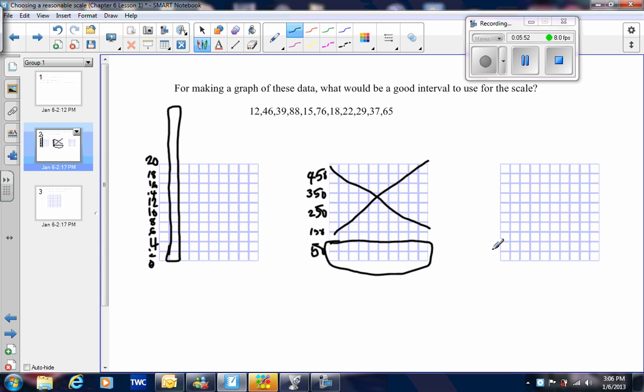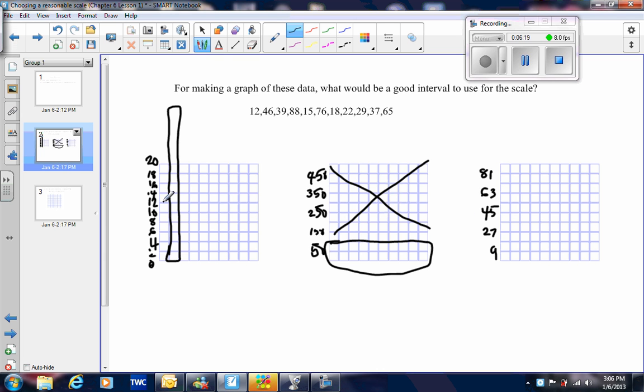And so there would be very little wasted space. So I think that might be the one I would choose if I was going to do this. 9, 18, 27, 36, 45, 54, 63, 72, 81. You can see I just went every other one here.